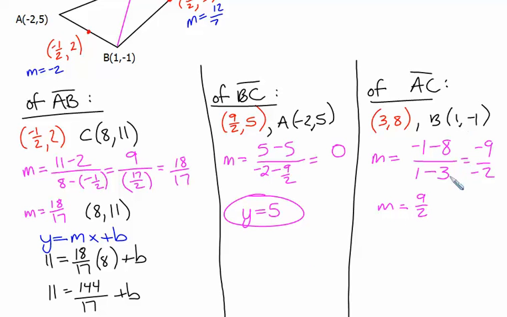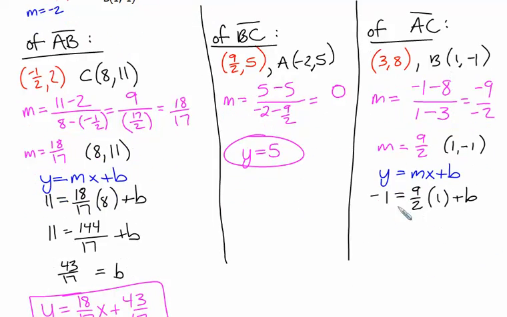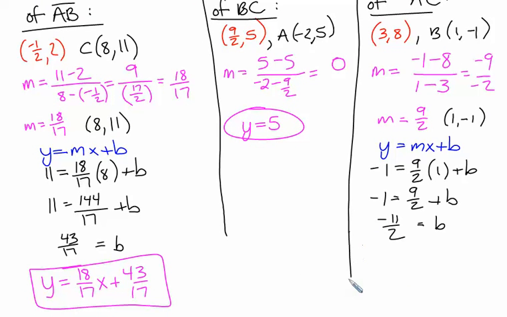Take either point. I think the 1, negative 1 might be easier to work with. And we plug into y equals mx plus b. The y is negative 1. The m is 9/2. X is 1. We're solving for b. This will be negative 1 is 9/2 plus b. Subtract the 9/2 from both sides. Use your calculator if needed. And b is negative 11 halves. So this equation would be y equals 9 halves x minus 11 halves. Now we've got the equations of the three medians.